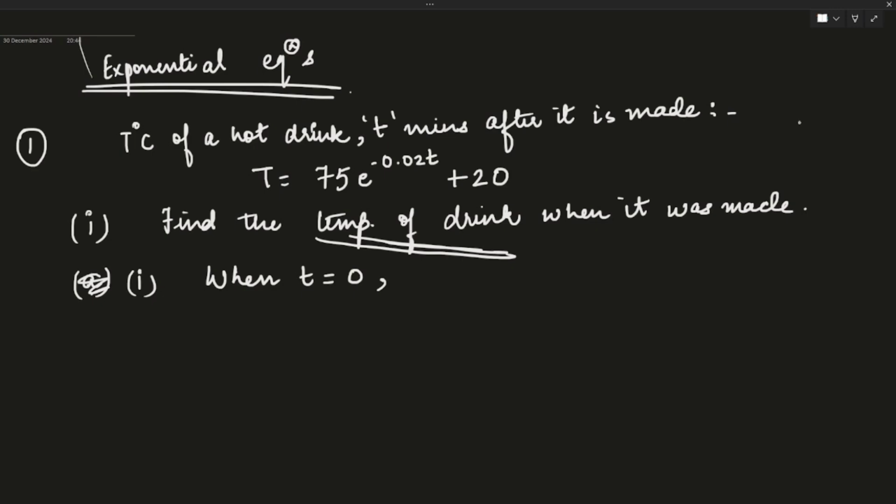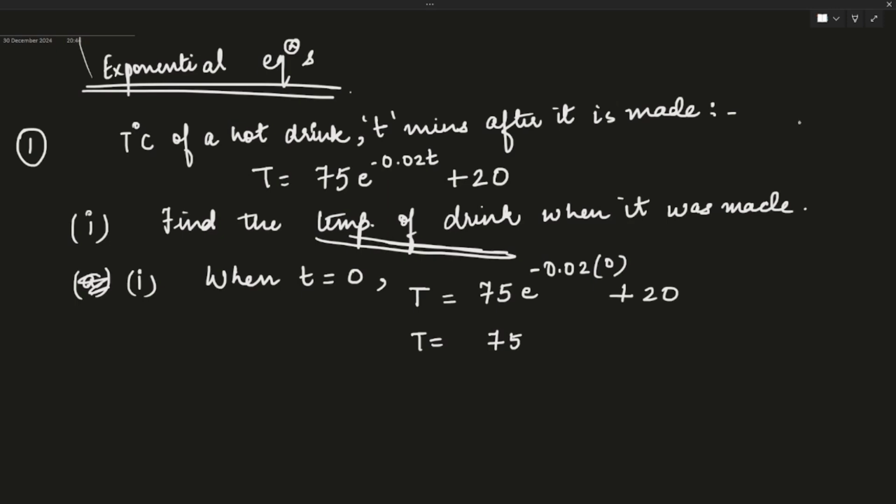Okay, so what we'll do is put small t equal to 0 in this equation, and we'll find capital T for the temperature of the drink. So if we put small t equal to 0, we get 75 e to the power minus 0.02 times 0, plus 20. So T is equal to 75.